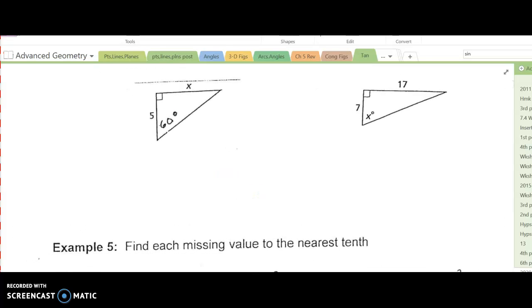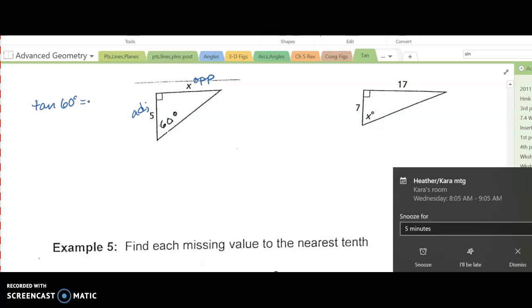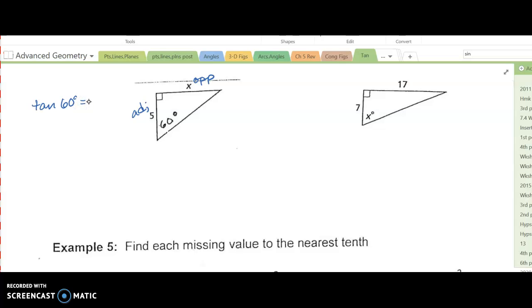So we're still setting this up the same. This is still opposite across from 60 and adjacent next to 60. So you're still saying tan 60 degrees equals opposite, which is x, over adjacent, which is 5. And it's just that now you're going to go to your calculator.